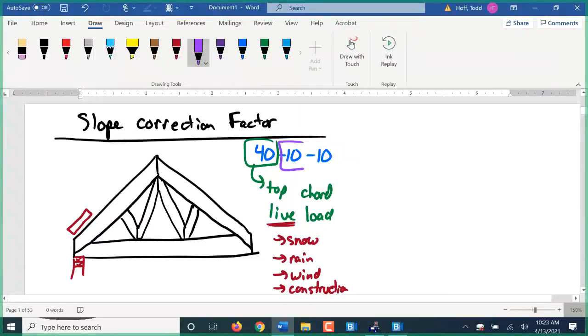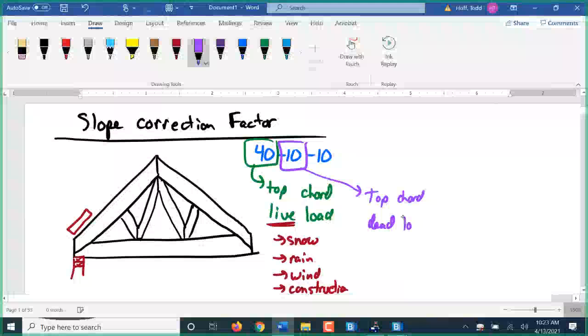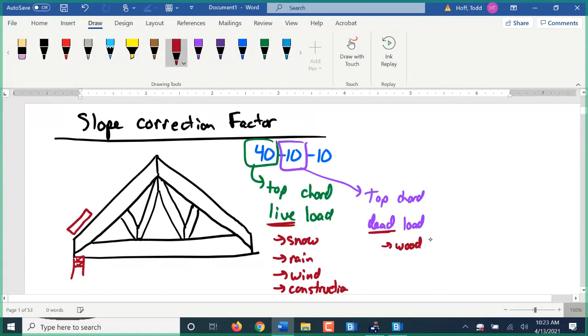the 10 here is called a top chord dead load. Dead means it's always there. So this is the wood for the trusses, the wood for the top chord, the wood for the roof sheeting, and your roofing. I'm just going to put shingles here.